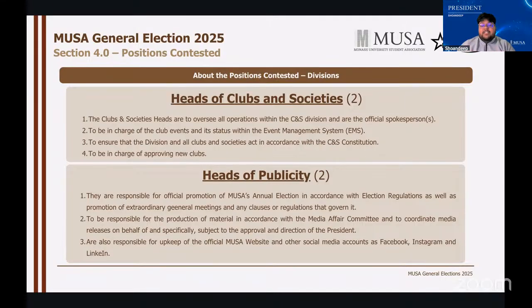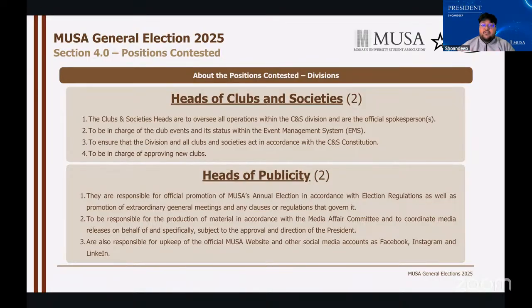So, like how I'm in charge of the entirety of MUSA, they're in charge of the entirety of the clubs, making sure all their needs are met, all the issues are solved, and whatever finances that the clubs require are in order as well. They're also there to make sure that all the events are approved through the EMS system, making sure they're safe, and also approving and maintaining order within the clubs as well.